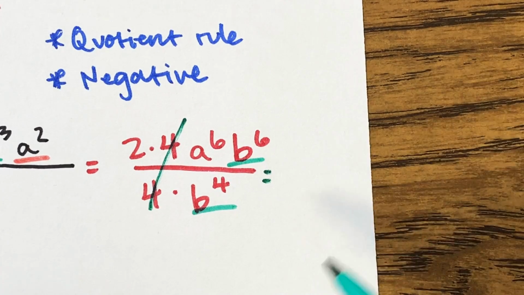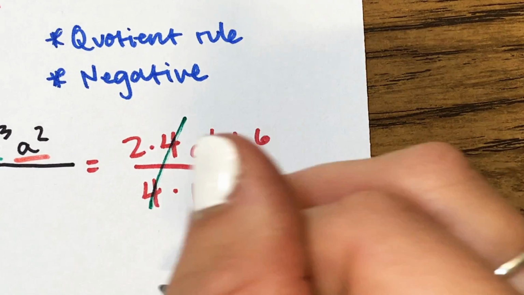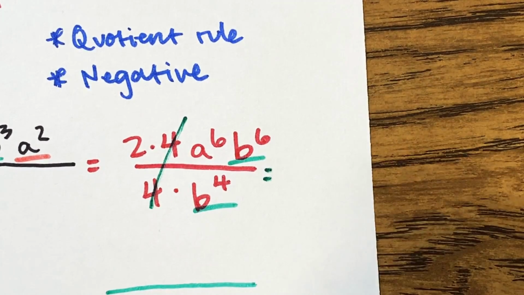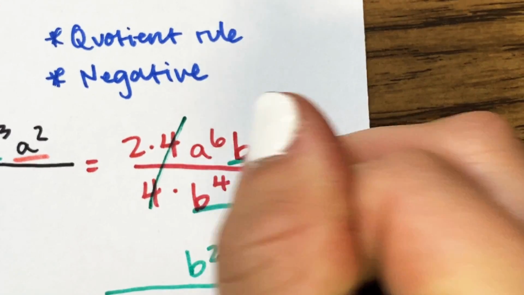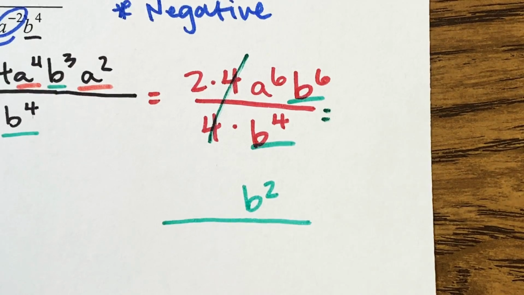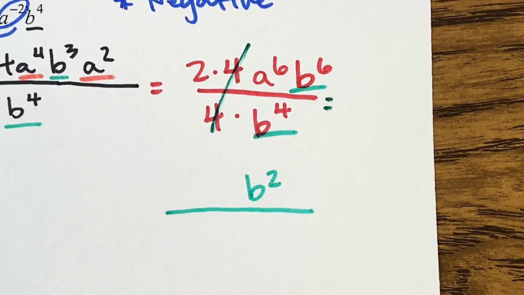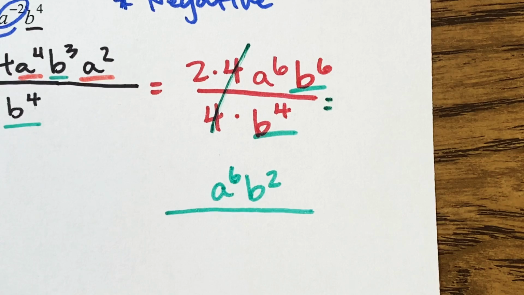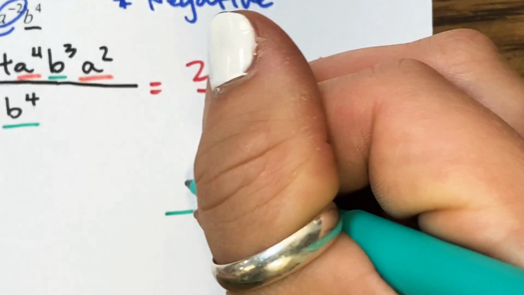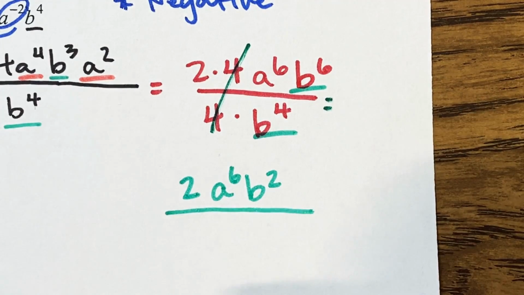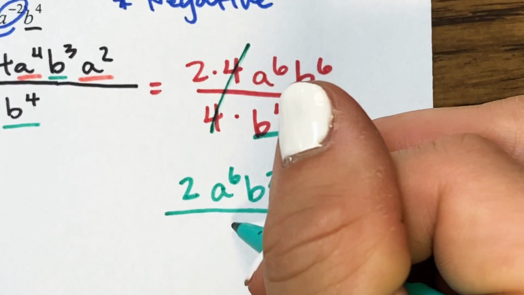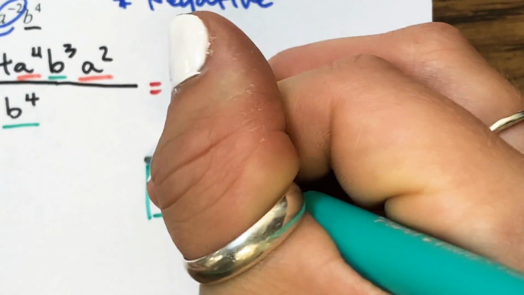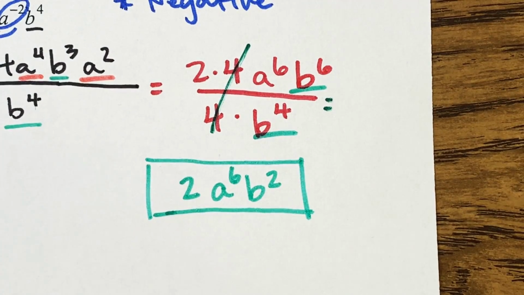How many B's left on top? We have B squared, or 2 B's. Okay, that A is already simplified, so A to the 6th. We got rid of that 4 on bottom. So now our only thing left is that 2. Nothing was left on bottom, so we don't even need to write the over 1. We can just say, there's our simplified answer.